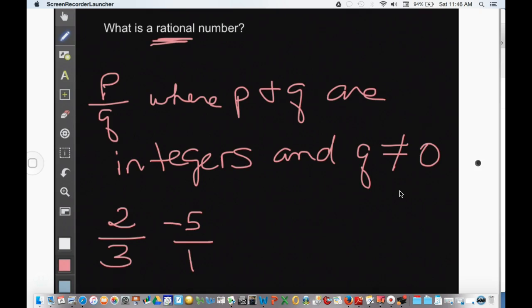-5/1 is a rational number. We usually just call it -5, but because we could take any integer and place it over 1, they're all rational numbers. An example of something that's not a rational number would be something like radical 2 or pi. There's just no way to take these numbers and write them as fractions.